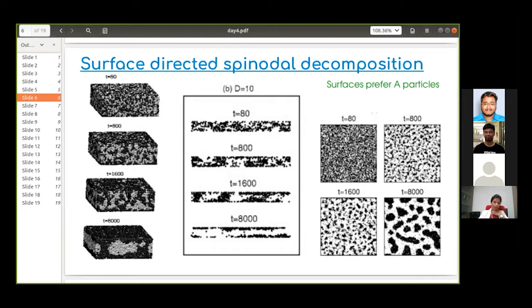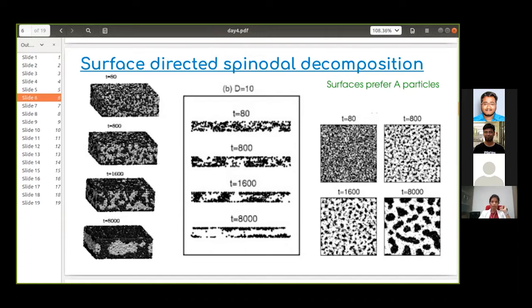Let's now go ahead at time t equal to 1600. You see at 1600, you have a very visible layer of A particles on top of the top surface and also at the bottom surface. And in the intermediate regime, these domains which are forming have now become very large. If I compare these intermediate domains at t equal to 80 and t equal to 1600, clearly you see the domains have become much larger now.